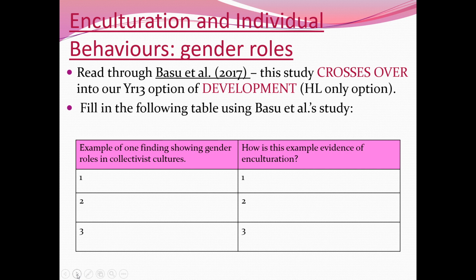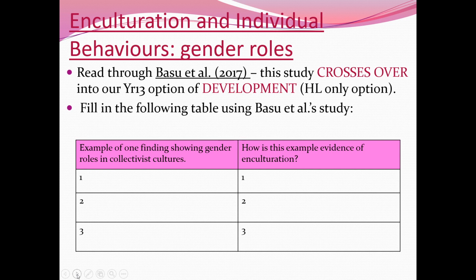It's also good because in year 2, when we do the development option, which the high level students only are doing, you can also use this when we look at gender identity. So it's a really good study. So a good idea now is to pause the video to have a look at Basu's study that I've attached as well.